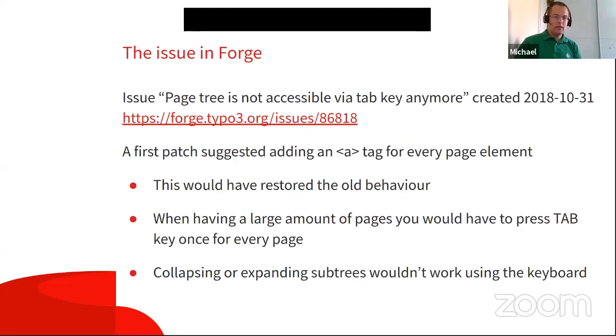In 2018, there was an issue created on Forge that the page tree is not accessible via tab key anymore. And the first patch that was added there suggested to add an A tag for every page element. So this would have restored the old behavior. But as I already told, with a large amount of pages, it wouldn't be very useful. Also, collapsing and expanding the subtrees would not work.